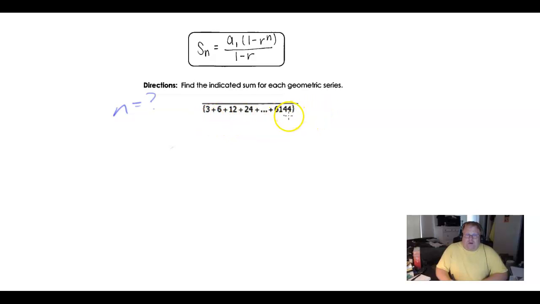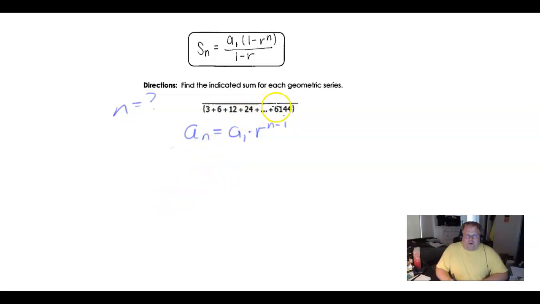We don't know that. So we're going to have to use our knowledge of sequences to figure out how many numbers there are. You know how to do sums, and you also know how to find terms. Well, we need to find term numbers. So we're going to use our formula for geometric terms, which is this one.